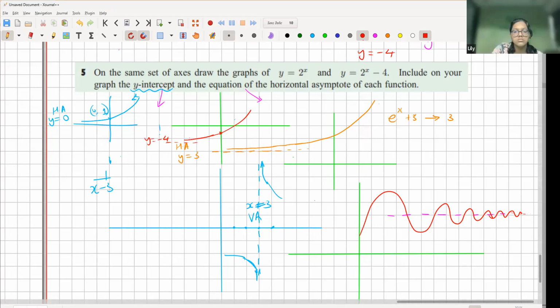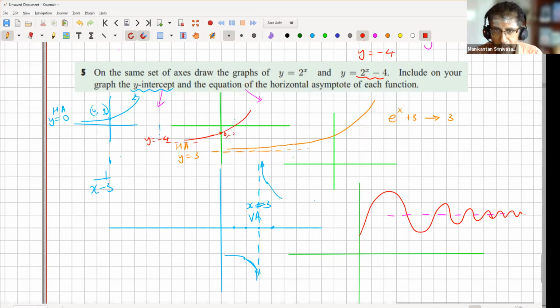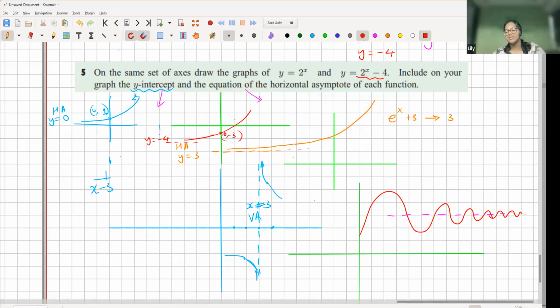Zero. No, -3. Because when x is 0, then what is the y value? That's the y intercept, right, Ahana? So when x is 0, it's 1 minus 4, which is -3. So this point is 0, comma -3. I accidentally found the y intercept.